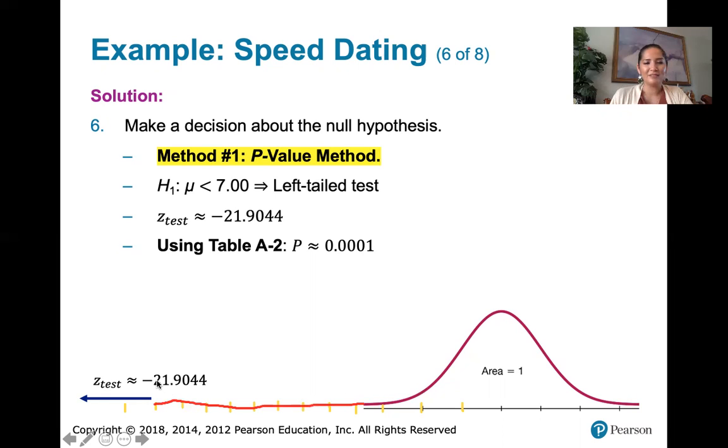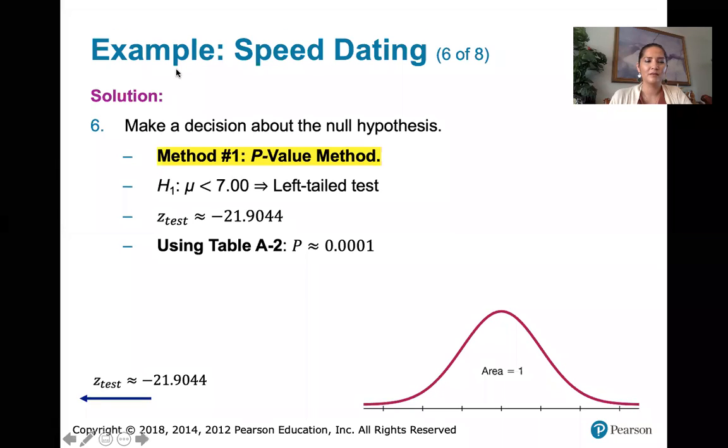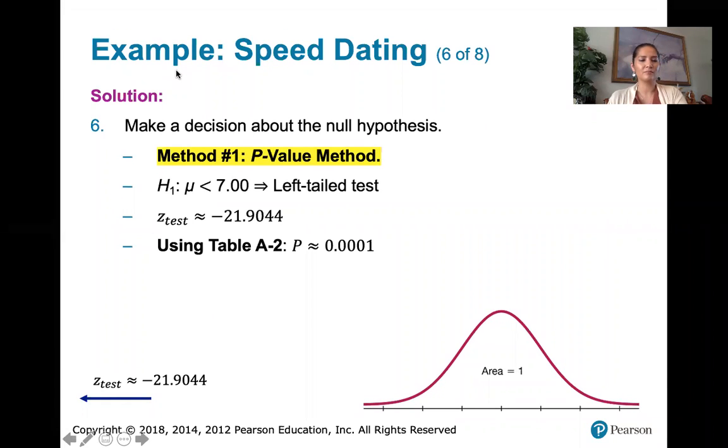The area to the left of z equals negative 21.9044 is so small that Excel might not even find a value for us. So if we wanted, we could use Excel for this, and that would be fine. That would be a great approach as well. Sorry, I'm trying to get my mouse to appear again. There we go. So let's look at Excel now.